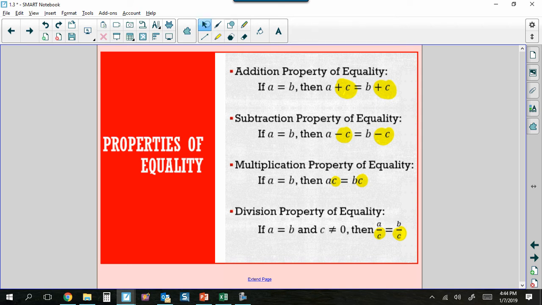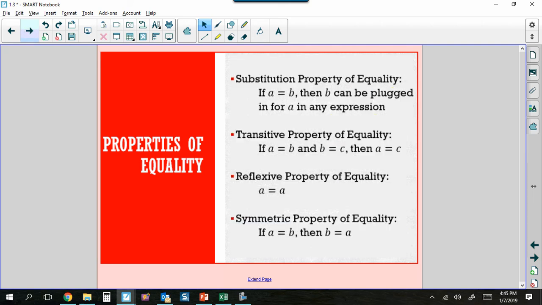So you can think of all of these as your properties of equality. These are all your tools when you're solving equations, all your tools you used when you went to go solve equations. Okay, so next we're going to get into a couple of other properties.